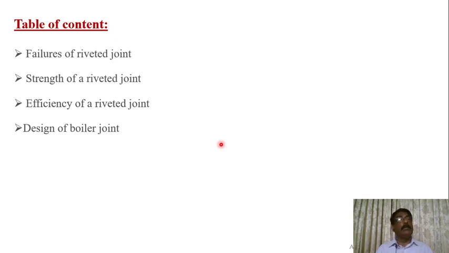In the second topic, we are going to study the strength of a riveted joint. That is, we are studying the concept of strength of a riveted joint. Third one is efficiency of a riveted joint. We are studying the relation required to evaluate the efficiency of a riveted joint. And the fourth topic is the design of boiler joint. In this topic, we are going to study the design procedure of a longitudinal joint of a boiler.